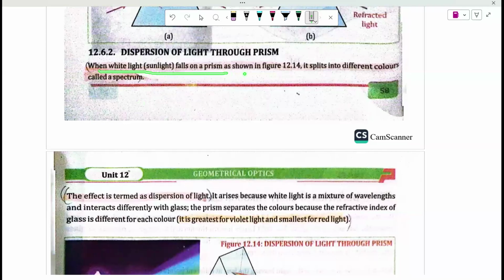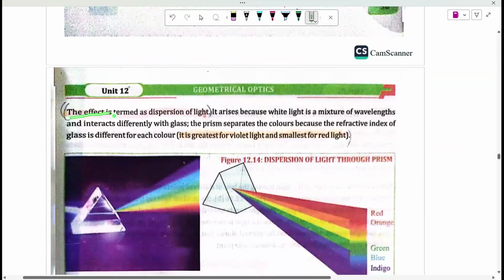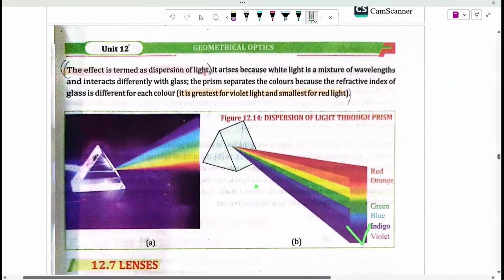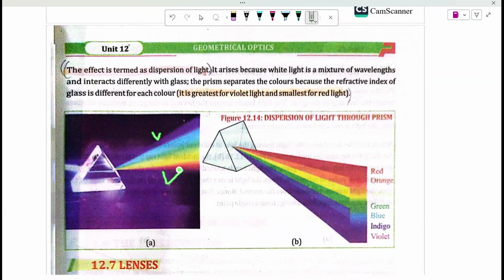So when white light falls onto a prism, it's split into its component colors called spectrum that I've just explained to you before. The effect is termed as dispersion of light. So this is known as dispersion of light, and this is called spectrum. Okay, these component colors are known as spectrum. We have red on top and violet at the bottom, or if we go the other way around, it's like this. It refracts the most, violet refracts the most, and red refracts the least.